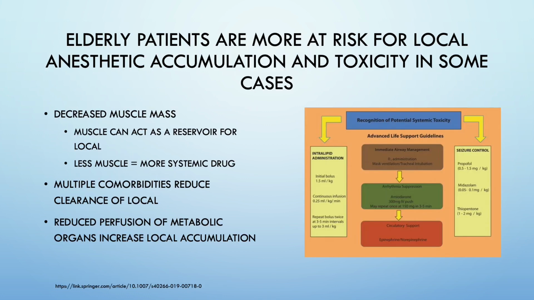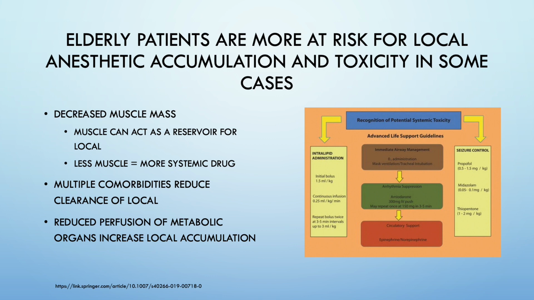This next knowledge gap discussed how elderly patients in particular can be at risk for accumulation of local during blocks and are more at risk for local anesthetic toxicity. So the thinking here is that in general, the elderly population has a decreased amount of muscle mass when compared to younger patients. Since muscle can act as a reservoir for local, since there is less muscle mass in an elderly population, it's more likely that the drug will be absorbed systemically and cause toxicity.